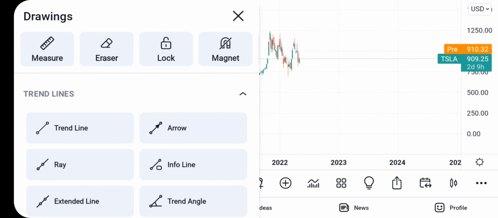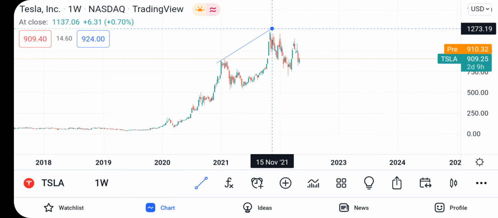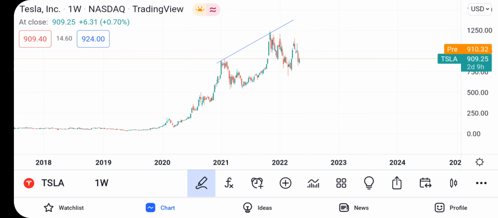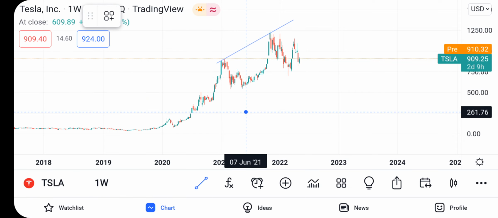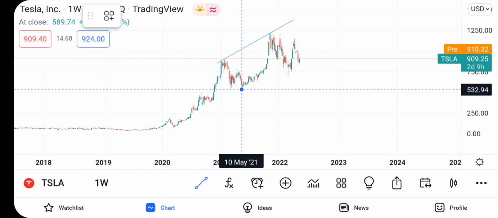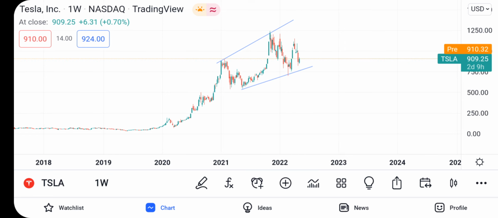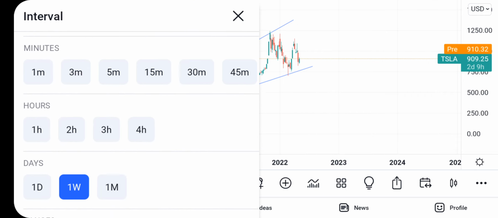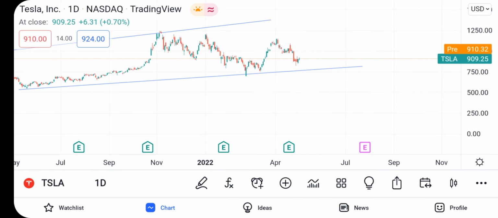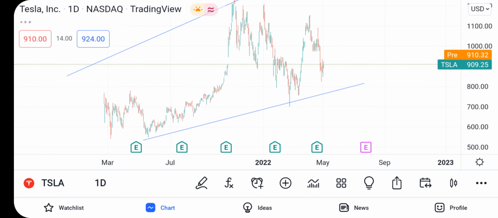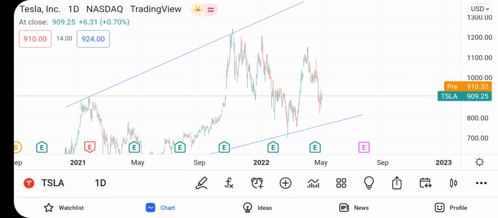What I'm seeing here is something like that. I'll try to make things fast, I won't take long here. When I go to the daily, what I'm seeing is very simple stuff: a double top there, and I'm waiting for it to break to the downside and correct, then shoot to the downside. So that's Tesla.